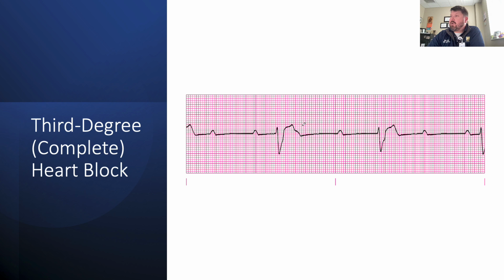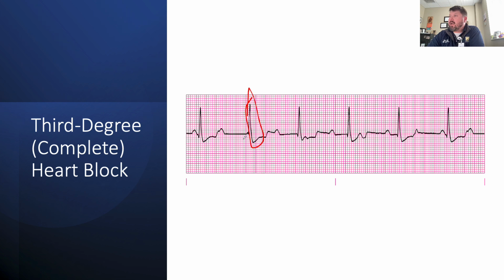Same thing here. We notice a wide complex QRS, but then we notice a regular P to P interval, but don't forget that you've got hidden P waves. This one is more of a narrow, indicating that it is a junctional ectopic area that started the pacing for the ventricles. And you've got a P to P, you've got a hidden P wave right there.